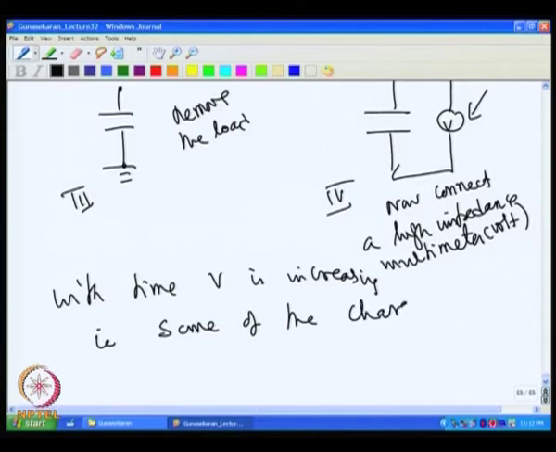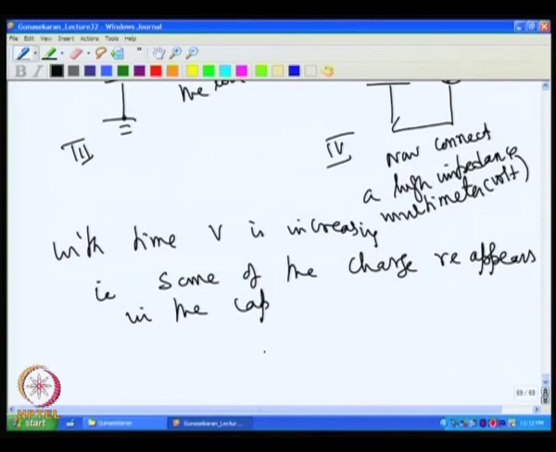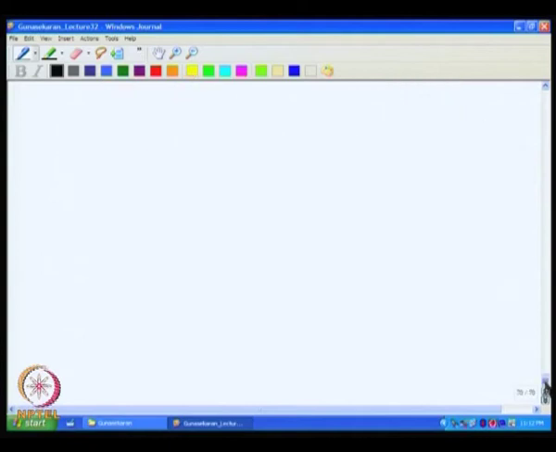charge reappears in the capacitor. This is called dielectric absorption.